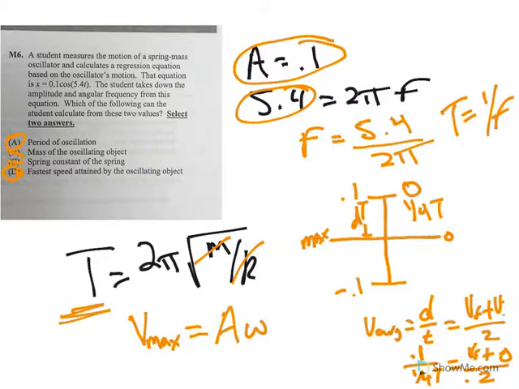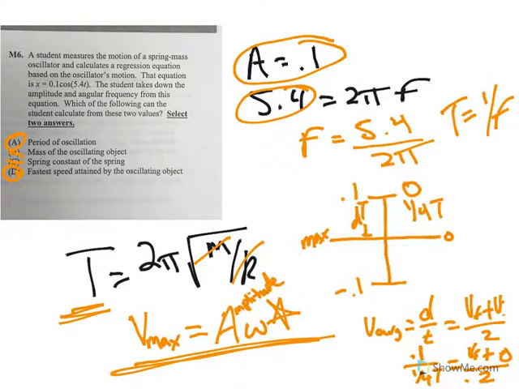The reason I didn't show you this is that it comes up in the NIMSY packet. Whenever I was looking at the AP stuff, I never saw that formula mentioned. So I didn't go over this, but now you know. Vmax is equal to amplitude times omega.